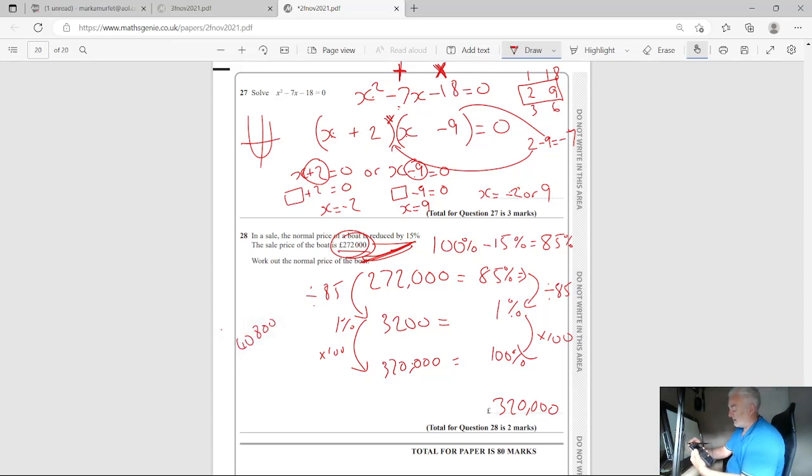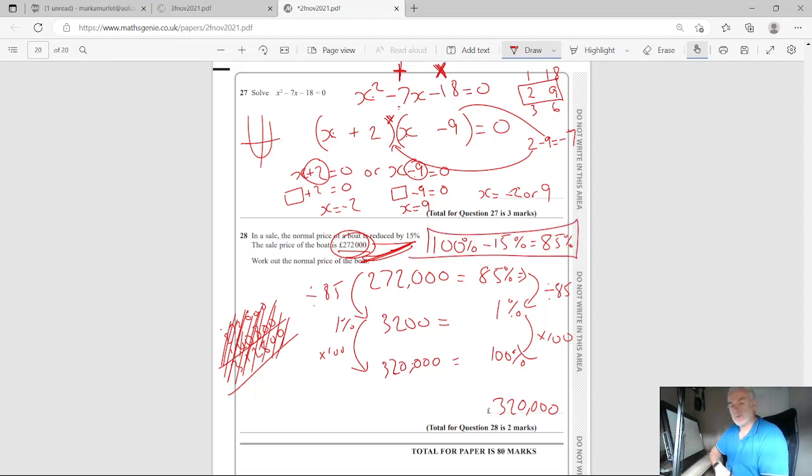40,800, and I've got 272,000, 312,800. It's not as nice a figure, not as nice a sum as £320,000. Okay, so you can calculate it, but that would be totally wrong. Okay, it isn't find 15% of this. You've got to think, how much is it actually worth now?